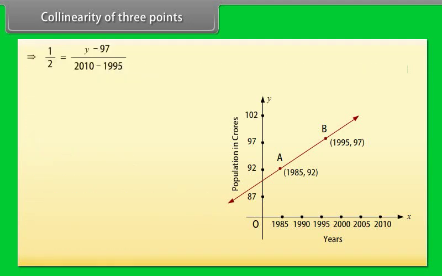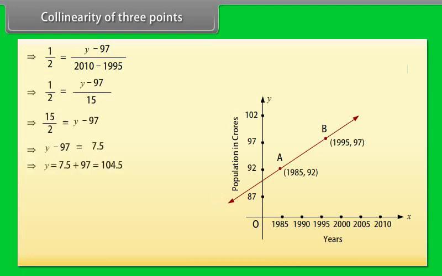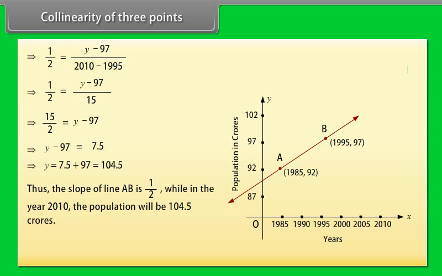1 by 2 is equal to y minus 97 divided by 2010 minus 1995. On solving, we get y is equal to 104.5. Thus, the slope of line AB is 1 by 2, while in the year 2010, the population will be 104.5 crores.